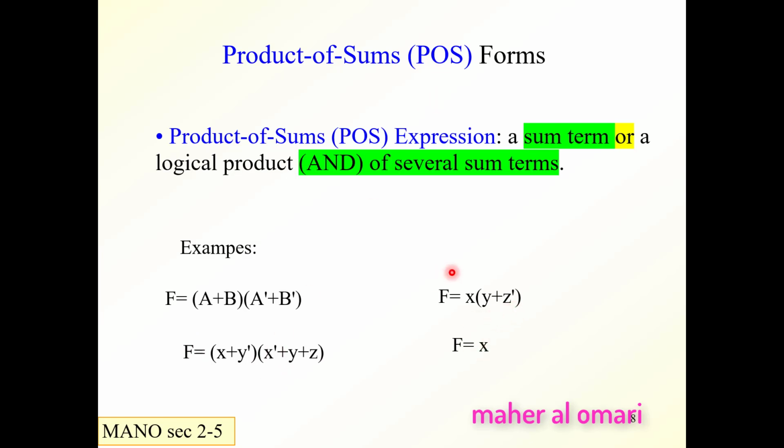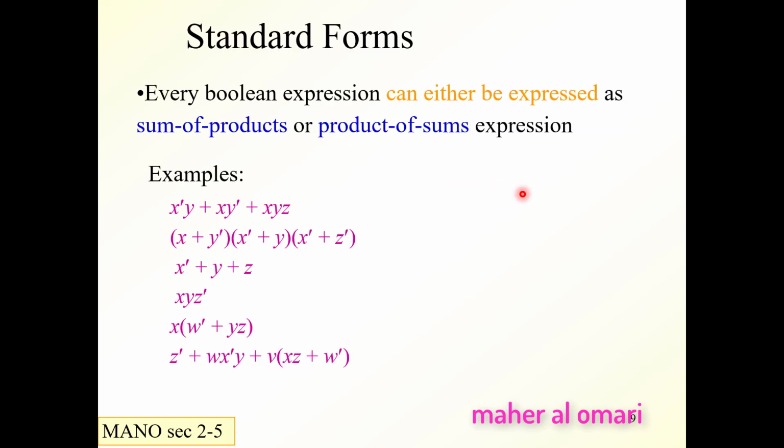Also, this is in the standard product of sums form, because this is a sum and this is a sum and the AND between them. Also, this function, f equal to x, can be said to be in the product of sums form. Why? Because we can also consider this as a sum term, because a sum term is defined as a sum of literals or an AND of several terms. Now, it's nice to have the function in the standard form, either in the sum of products or in the product of sums form, because it's easier to implement.